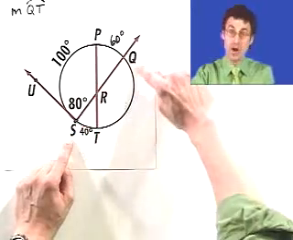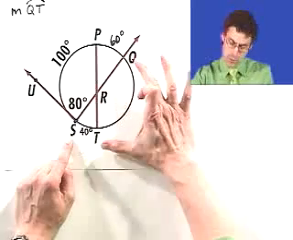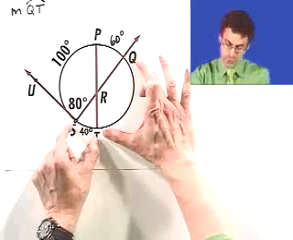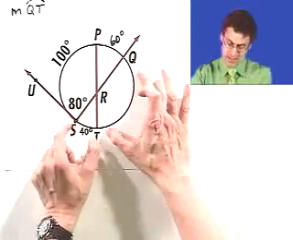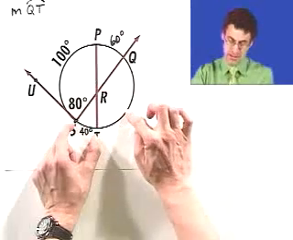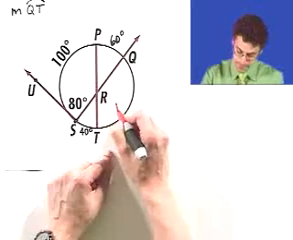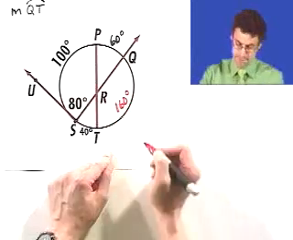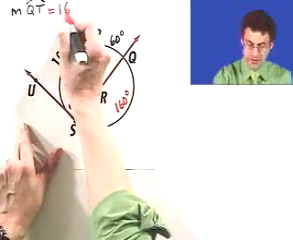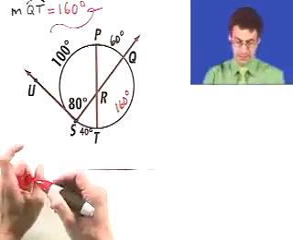STQ is 200. But I want this part of it. I know this is 40, so the whole thing is 200. I subtract 40, and I see that we're left with 160. And so therefore, this equals 160 degrees. Very, very cool.